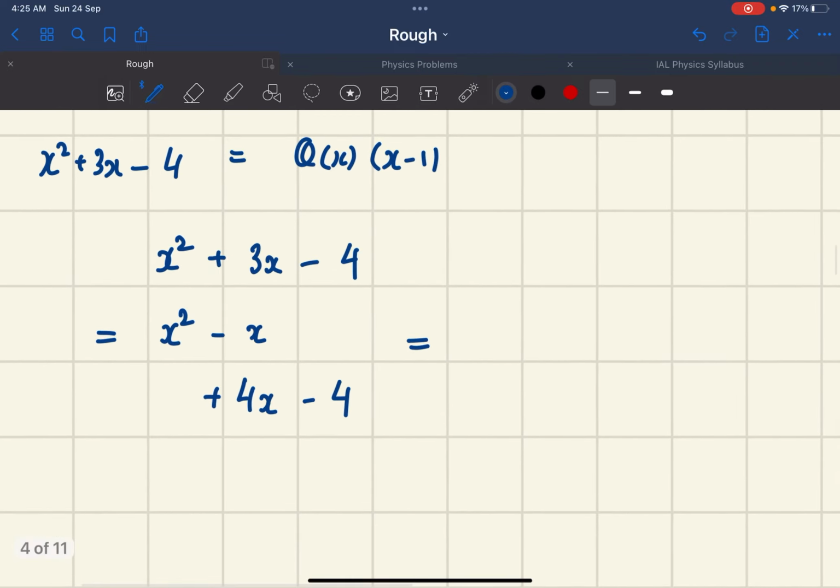I'm using the long division method that I've shown in the other video earlier that I've posted on YouTube. I don't know what it's called anymore, but whatever.